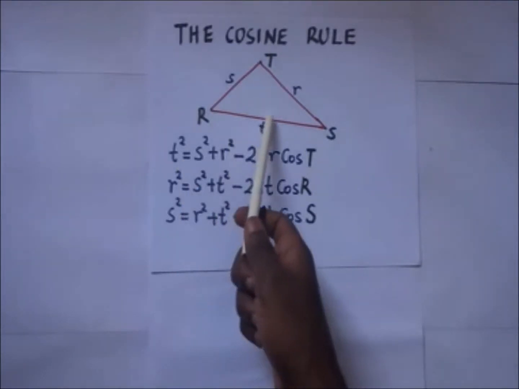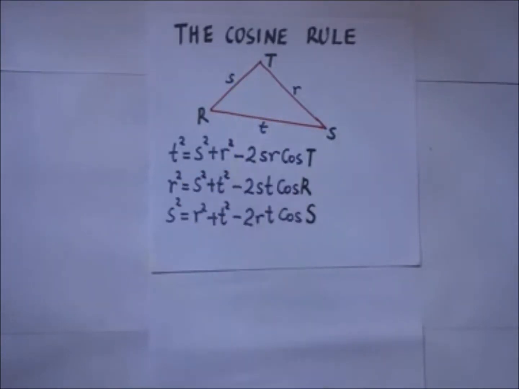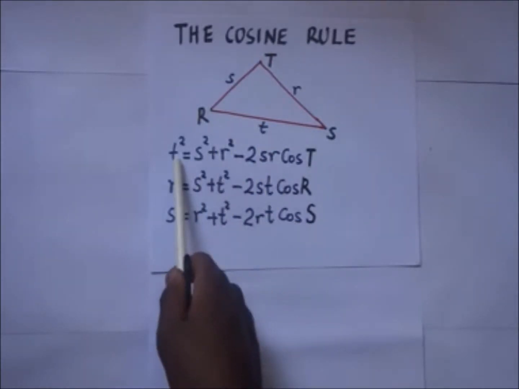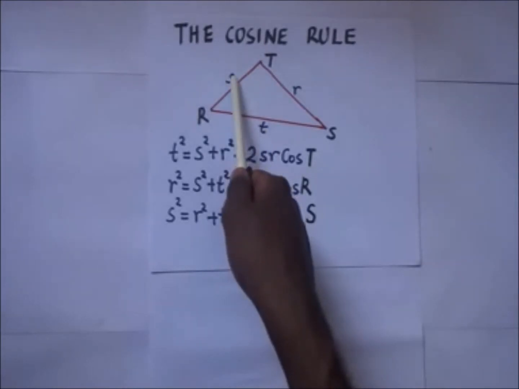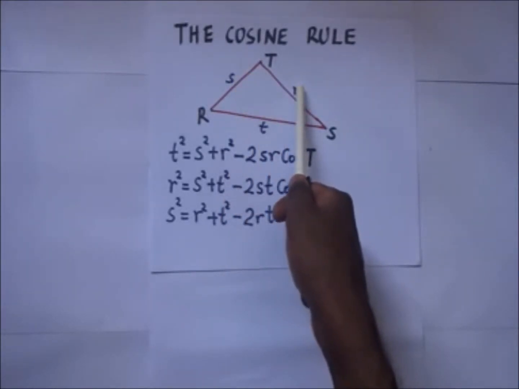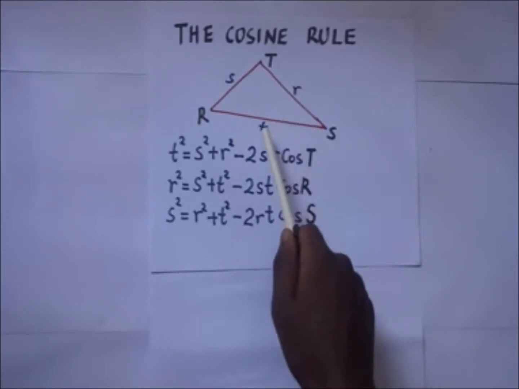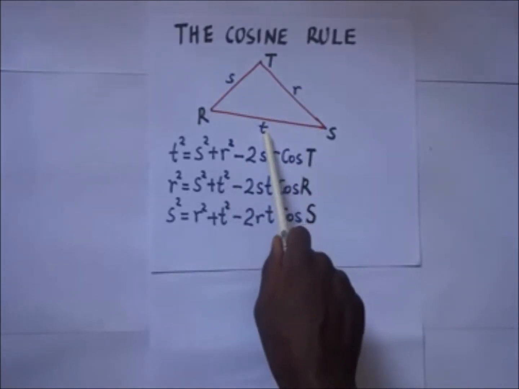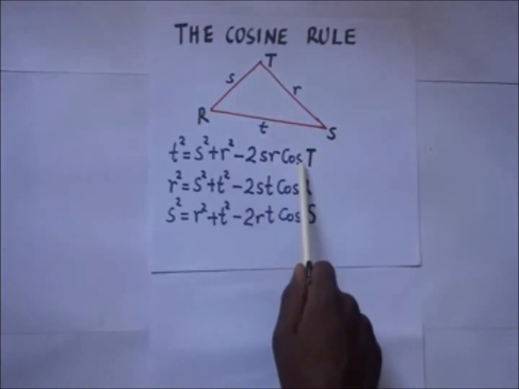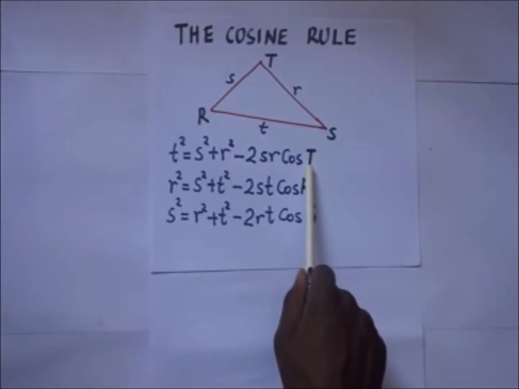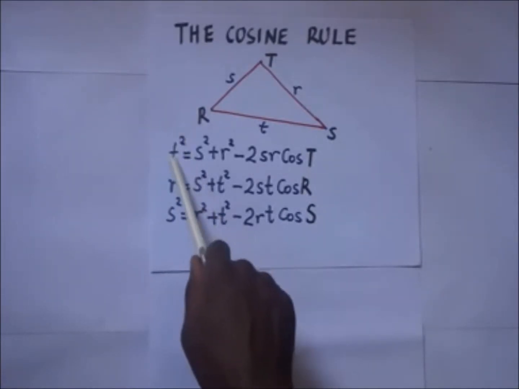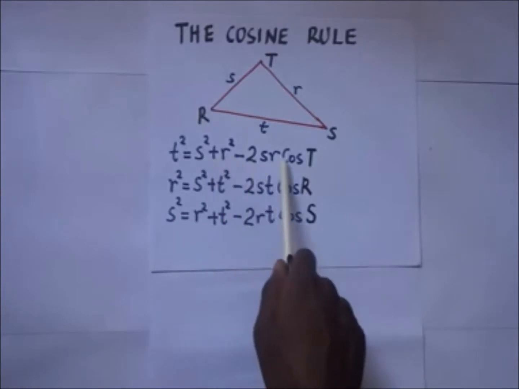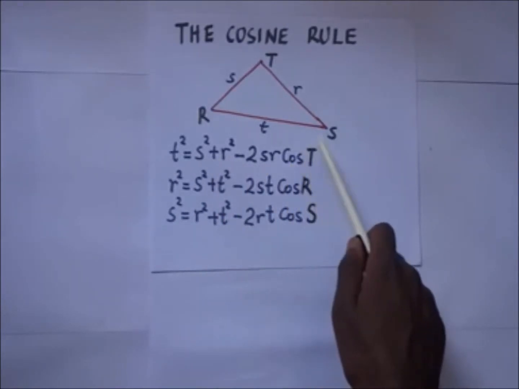So if we want to start stating the cosine rule, it is going to be t squared is equal to s squared plus r squared minus 2 times s times r times the cosine of the angle that is opposite t, which is cos T. You realize here that this side t squared, the side we began with, is the one whose angle we are going to find the cosine of.